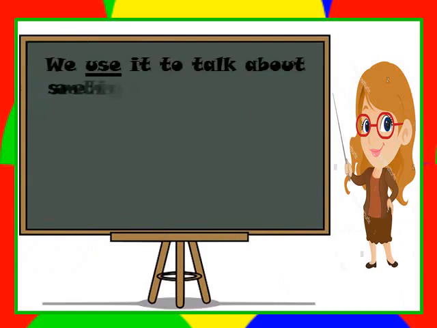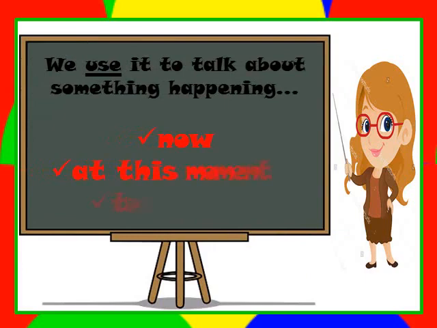So, when do we use the present continuous? We use it to talk about something happening now, now at this moment and today. So we can use all these expressions to express the present continuous. So we use it to talk about an action that is happening now, or at this moment, or in general today.